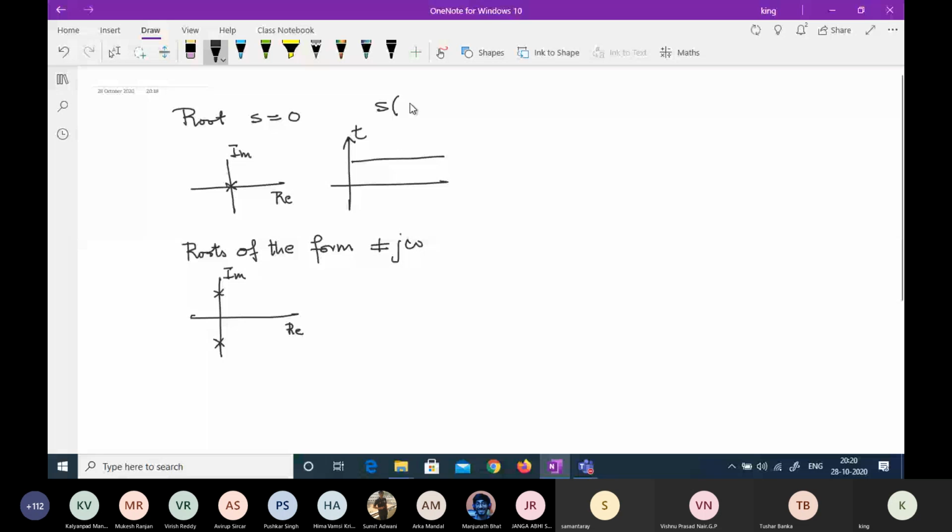This kind of roots will result when you have something of the form s square plus a square. So note here that in this case you have a quadratic with one term missing, and in this case you are going to see a steady oscillation.